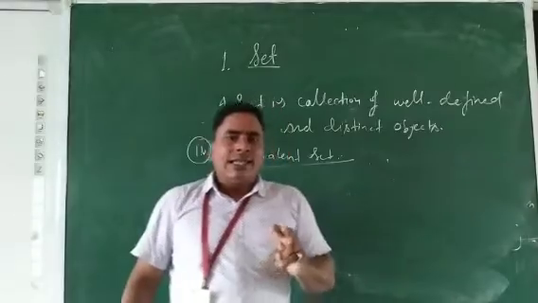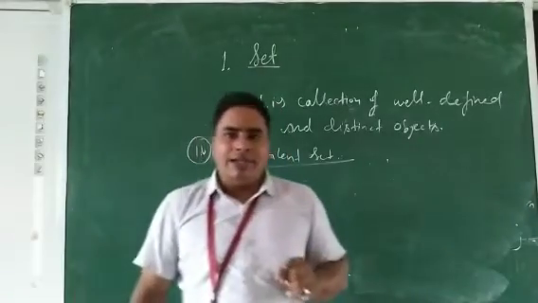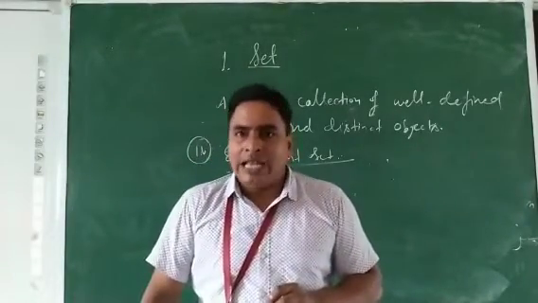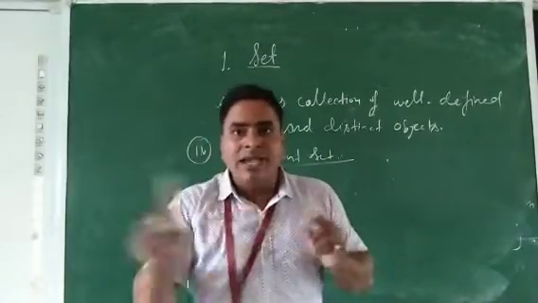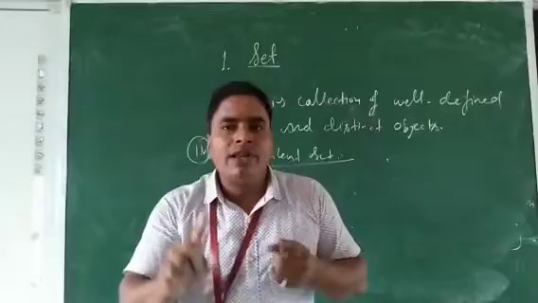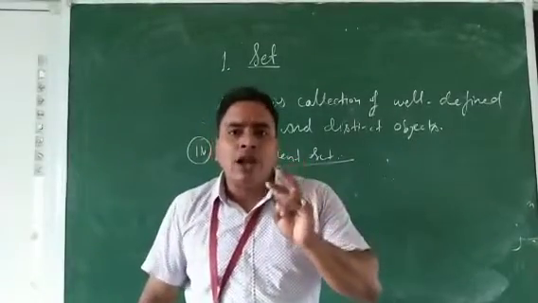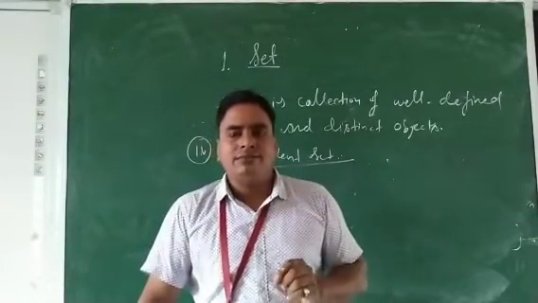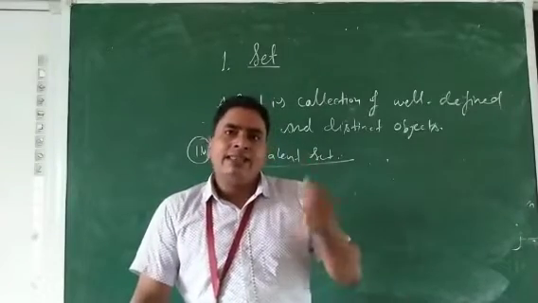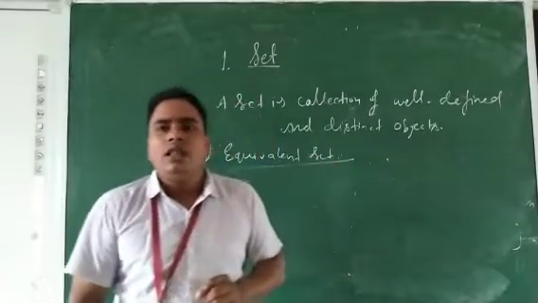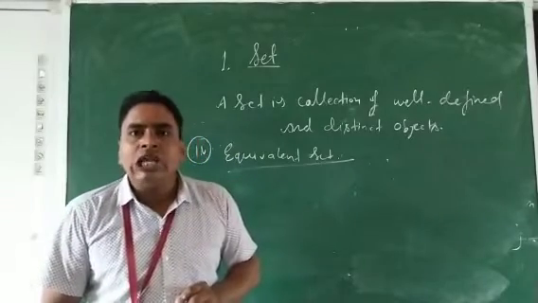If two sets are having the same number of elements, means the number of elements should be the same, not that the elements are the same. Only the number of elements, means their cardinal number should be the same. Then those two sets are called equivalent sets.